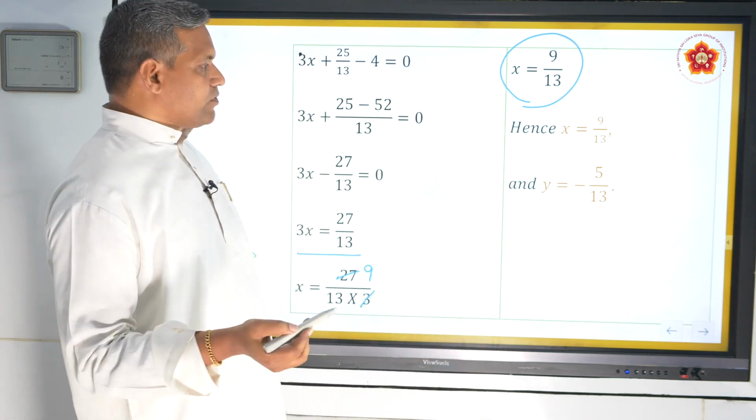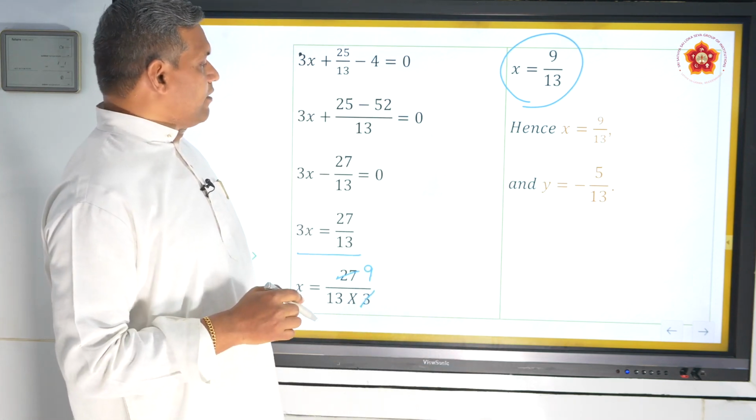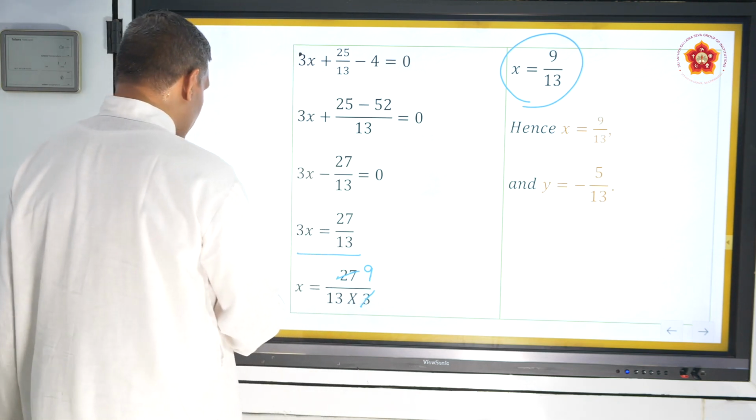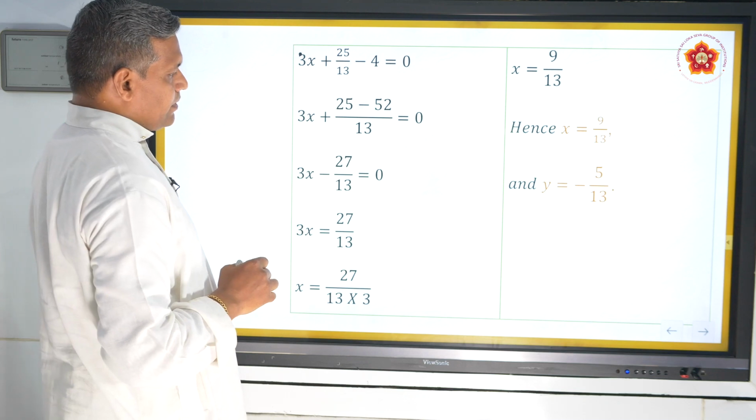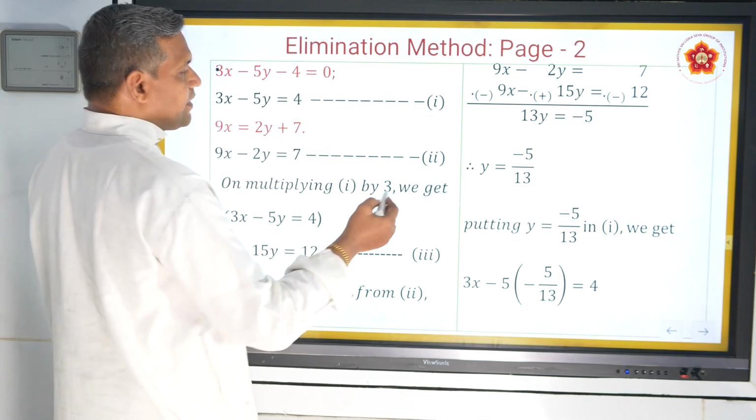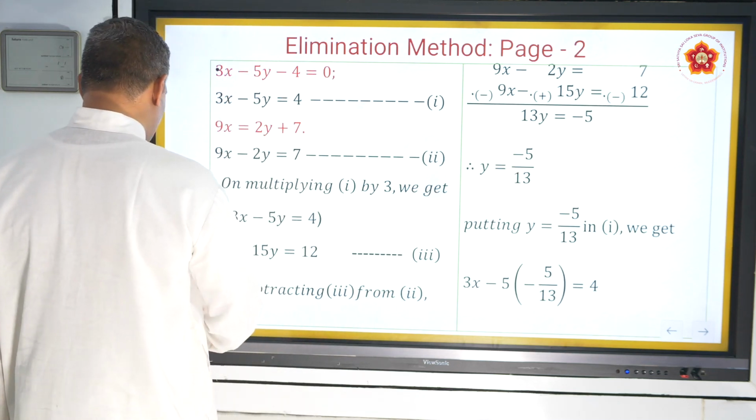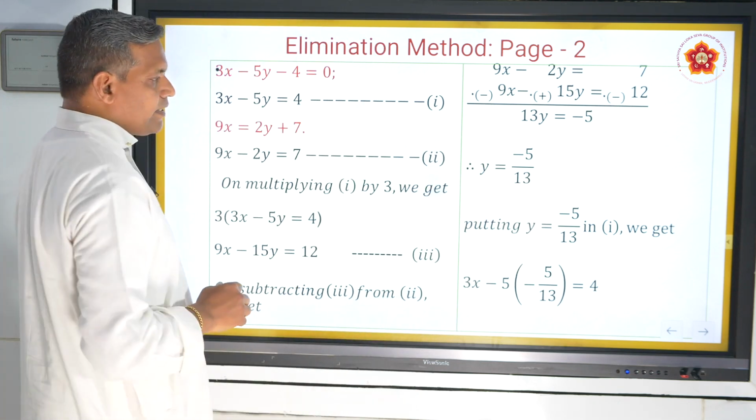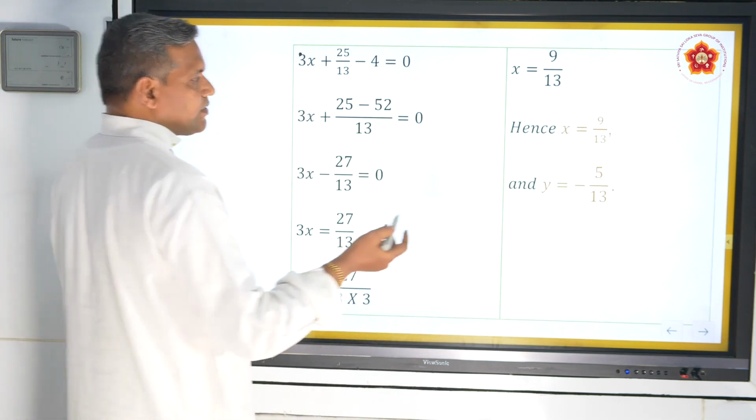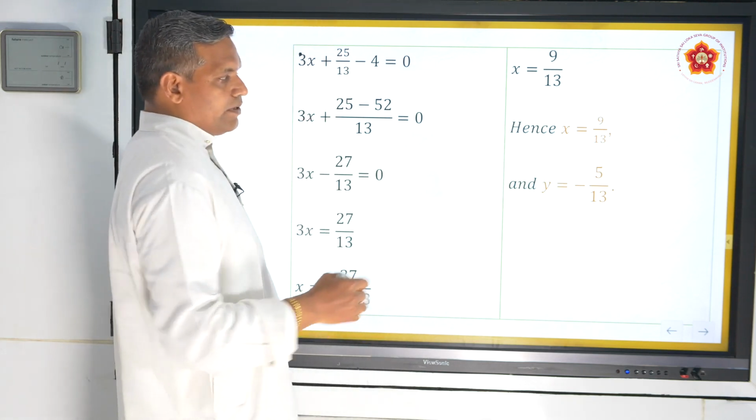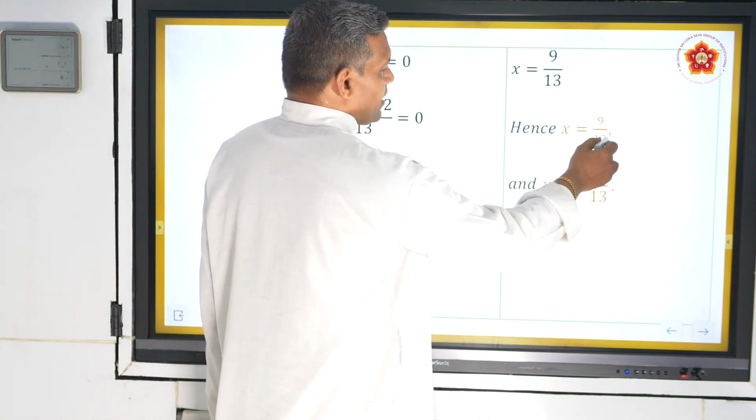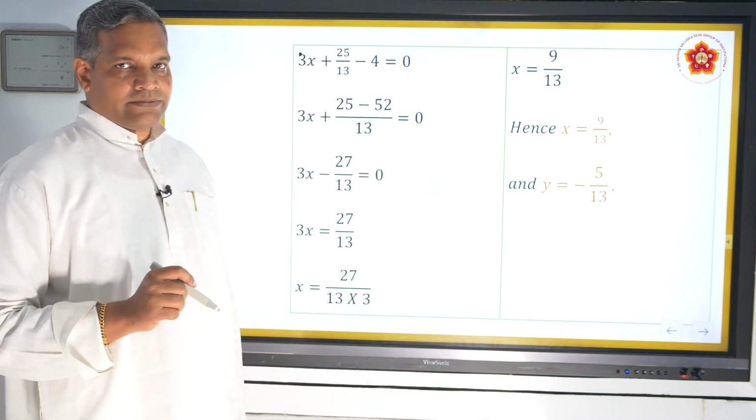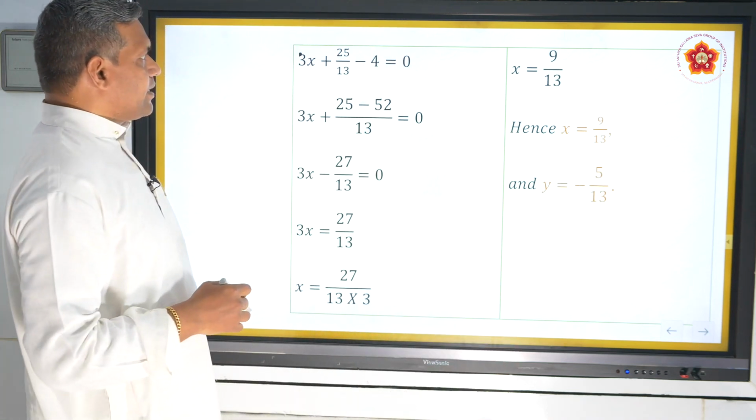The moment you got x is equal to 9 by 13, you know how to find the value of y. Actually, you discovered the value of y in the last line. What is the value of y here? Check. You got minus 5 by 13. And go to the next slide. What is the value of x here? You discovered 9 by 13. So hence x is equal to 9 by 13, and y is equal to minus 5 by 13. Comfortable? Good. We'll go to the next sum.